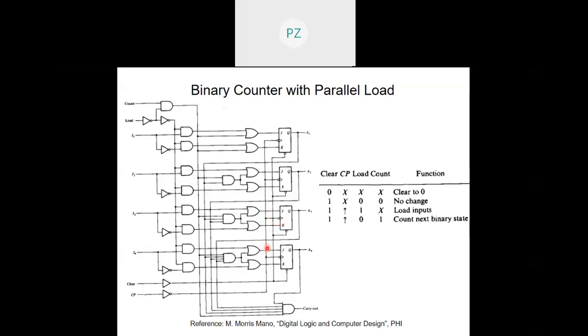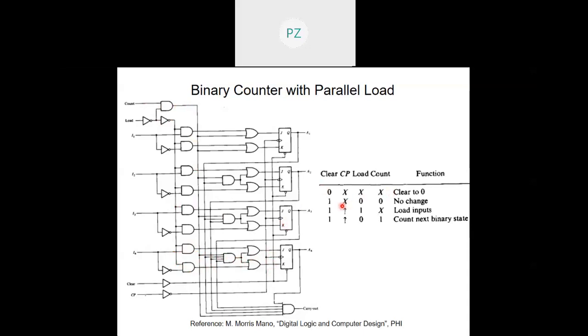Similarly, these two will also be 00. You can see for yourself, this load is 0. Two consecutive inverters leave it 0. And count is 0 also, right? So this line will be 0. And the other line is also coming out to be 0 because of this. So these two are 00. So no change. So you have seen the first condition.